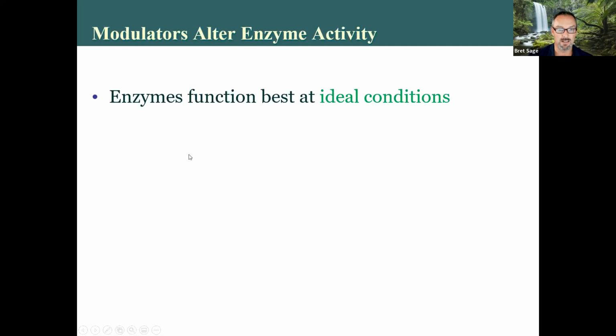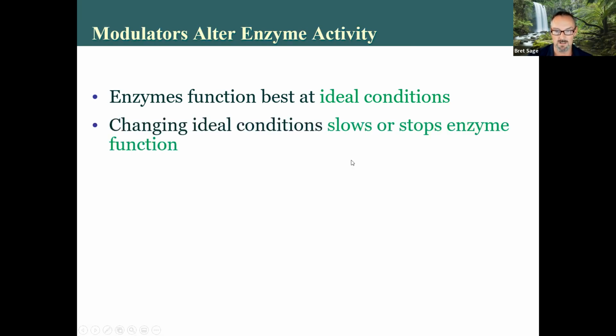Okay, modulators. Enzymes function best at ideal conditions. That is, what temperature and pH they prefer. Changing the ideal condition slows or stops enzyme function. So if they don't have ideal conditions, they won't move as quickly, they won't cause as many chemical reactions to occur.